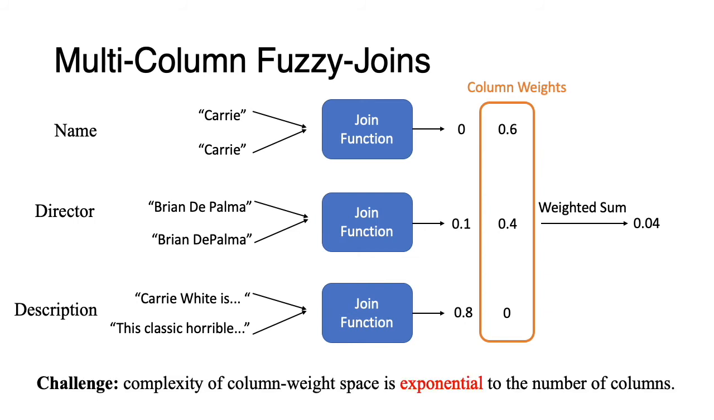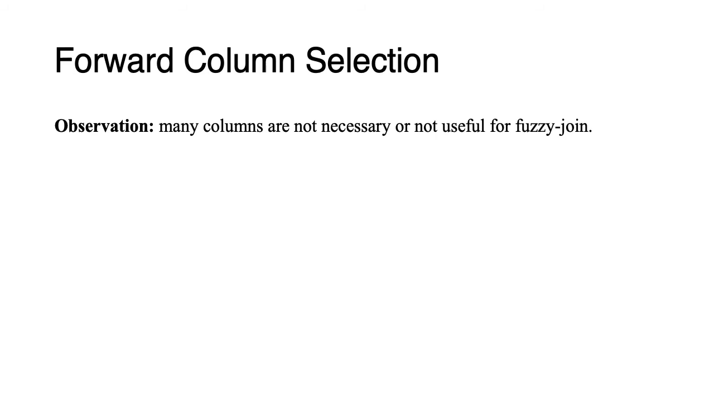But the column weights cannot be directly incorporated into our configuration space. This is because its complexity is exponential to the number of columns. For example, assume that each column weight can take 10 possible values from 0 to 1. Even with 3 columns, we can have 1,000 different possible column weights in the space. To overcome this issue, our idea is to use only a subset of columns instead of using all columns, because we observe that in most datasets, there are many columns such as description that are not useful for FuzzyJoin.